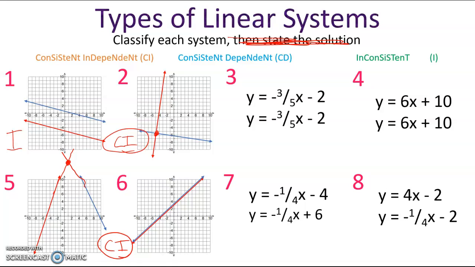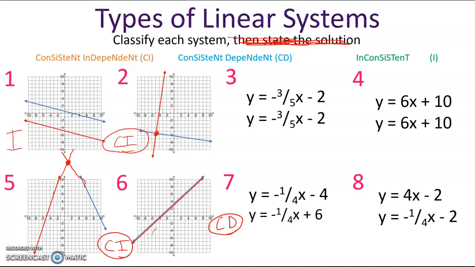And then last but not least, we have number 6. These are two lines that are just right on top of each other. These have infinitely many solutions. Any system that looks like this is going to be a consistent dependent, or CD, system. So we have our consistent independent systems, inconsistent systems, and our consistent dependent systems.